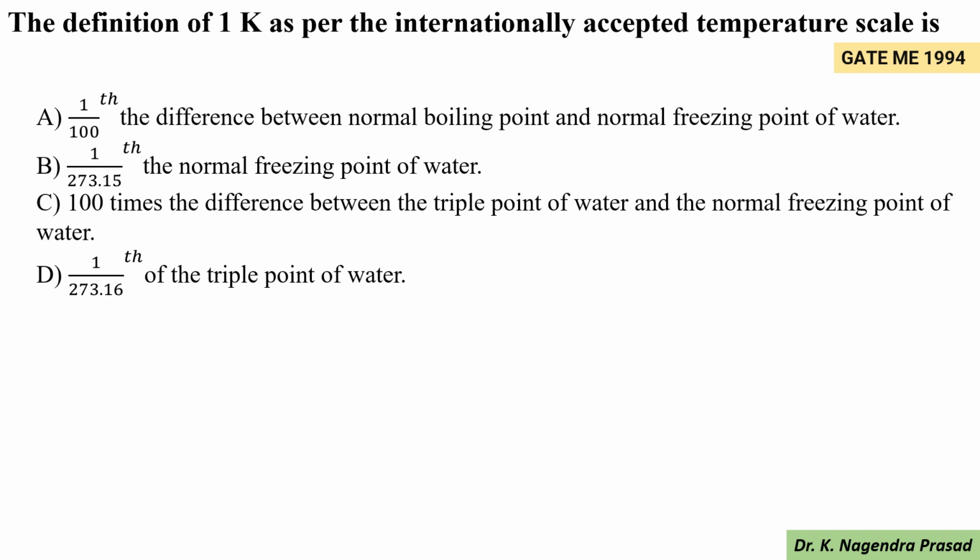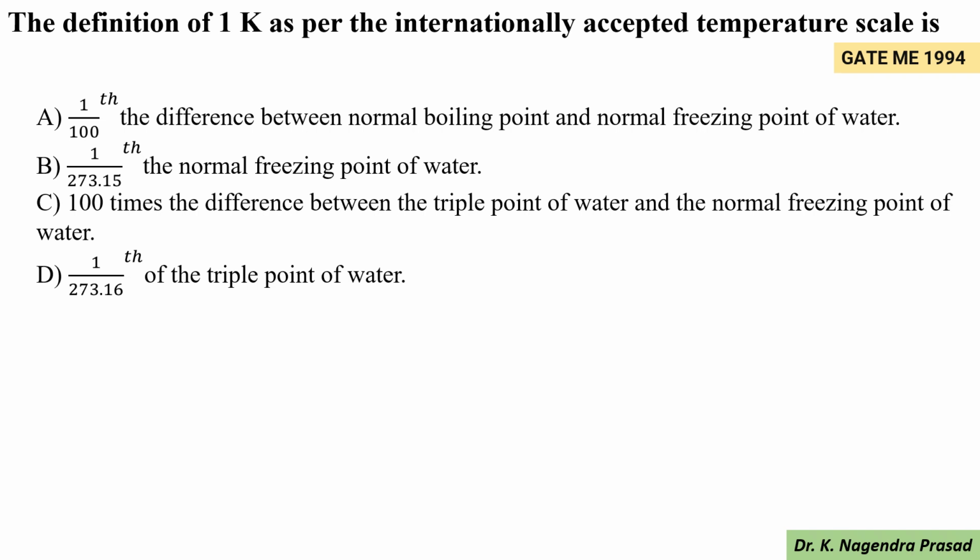The definition of 1 Kelvin as per the internationally accepted temperature scale is: option A, 1 by 100th the difference between the normal boiling point and normal freezing point of water. Option B, 1 by 273.15 normal freezing point of water. Option C, 100 times the difference between the triple point of water and normal freezing point of water.